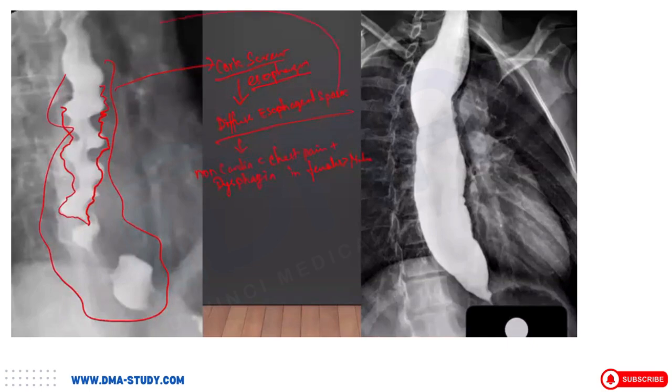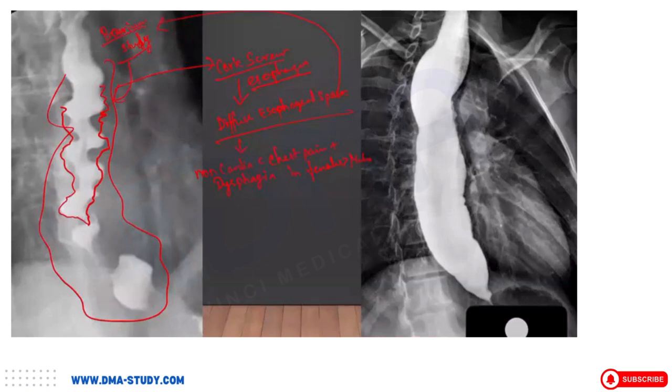And what do you order here? You order the barium study. Investigation of choice: barium study. And barium study shows what? Corkscrew esophagus. So now you identified the patient with non-cardiac chest pain and dysphagia. You ordered a barium swallow, and the barium swallow shows you diffuse esophageal spasm, which is a corkscrew esophagus.